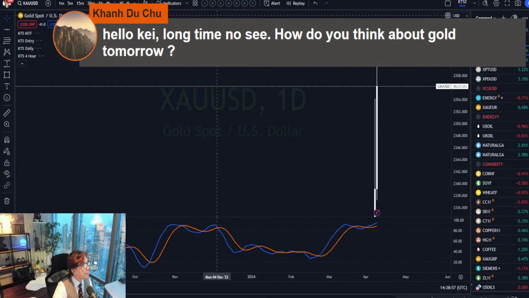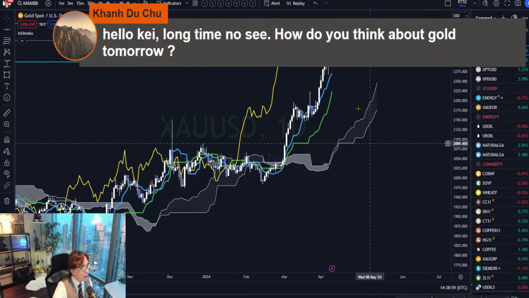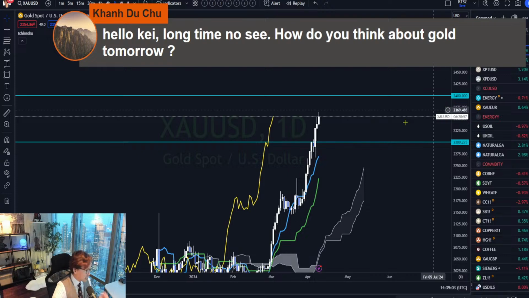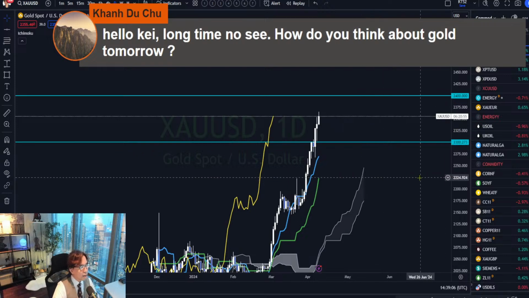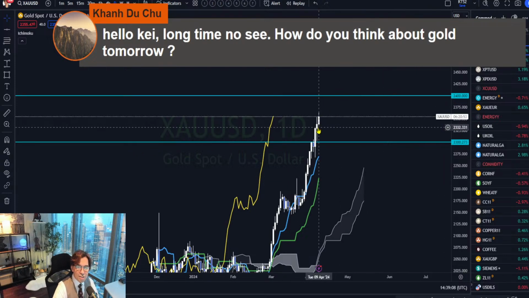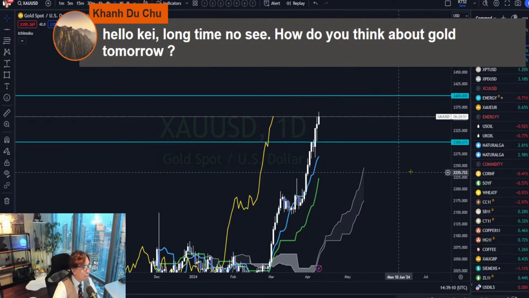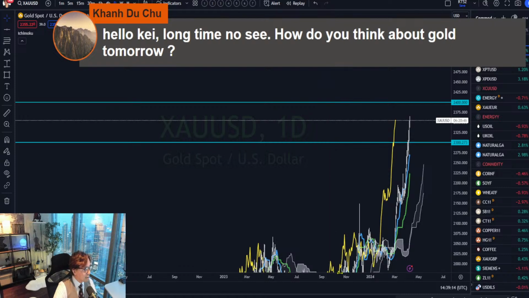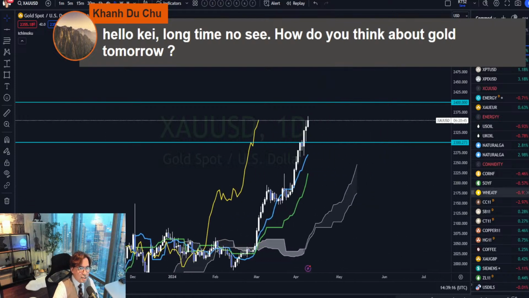So daily time frame, right? Gold has been marking record high, and I think it reaches 2400. It's bullish. According to Ichimoku, it's bullish. So I simply follow the uptrend. Yeah, this is all-time high. So tomorrow, we have lots of big news.